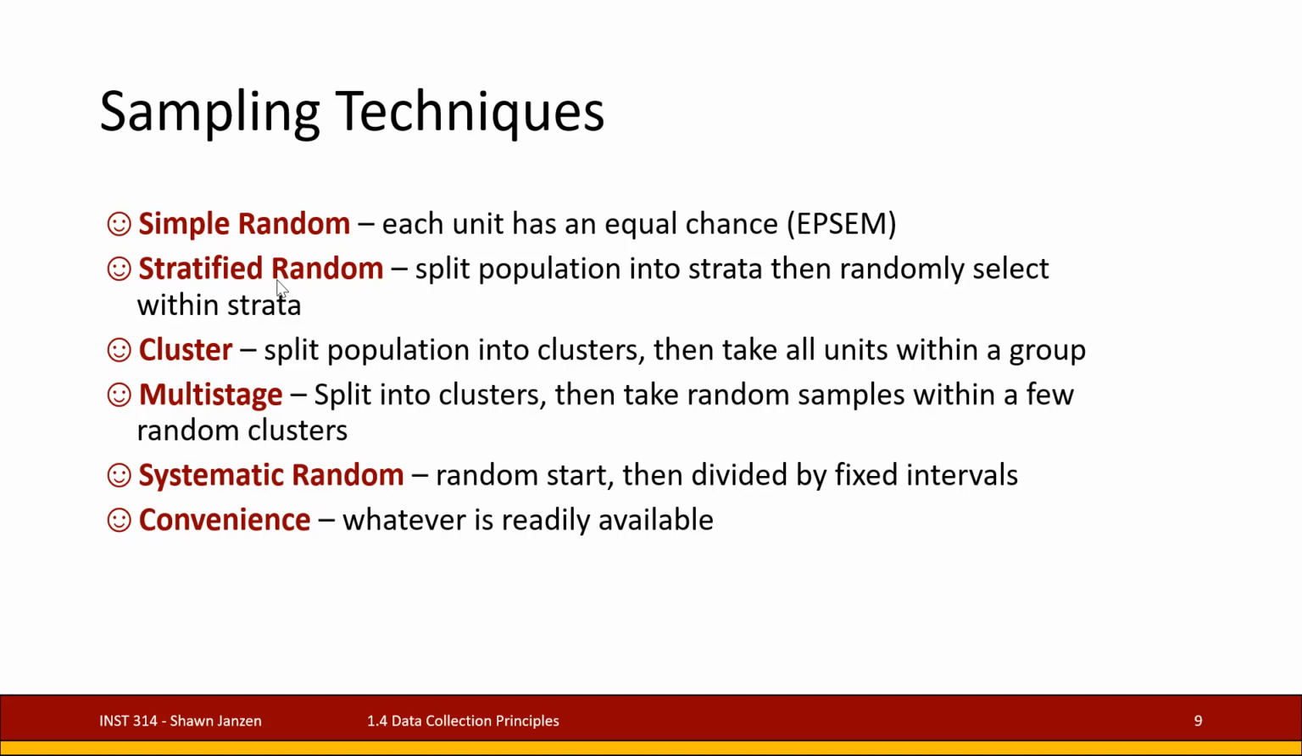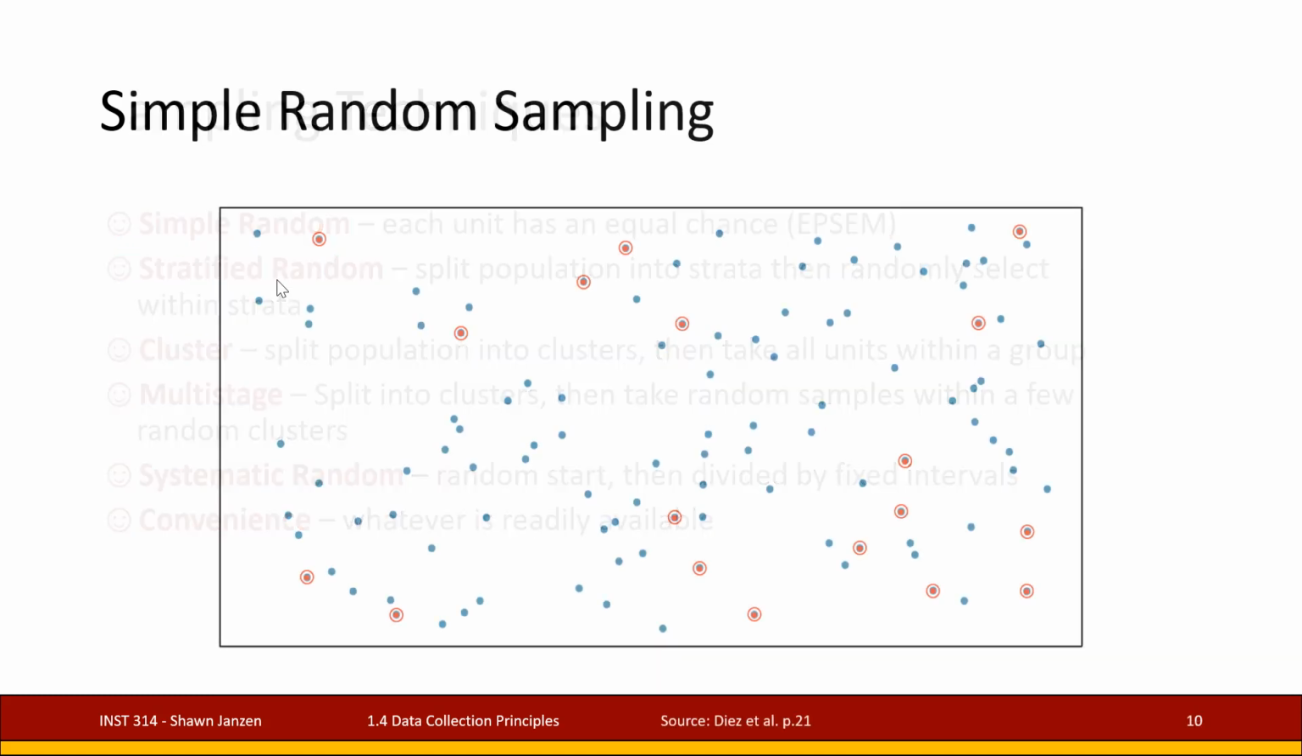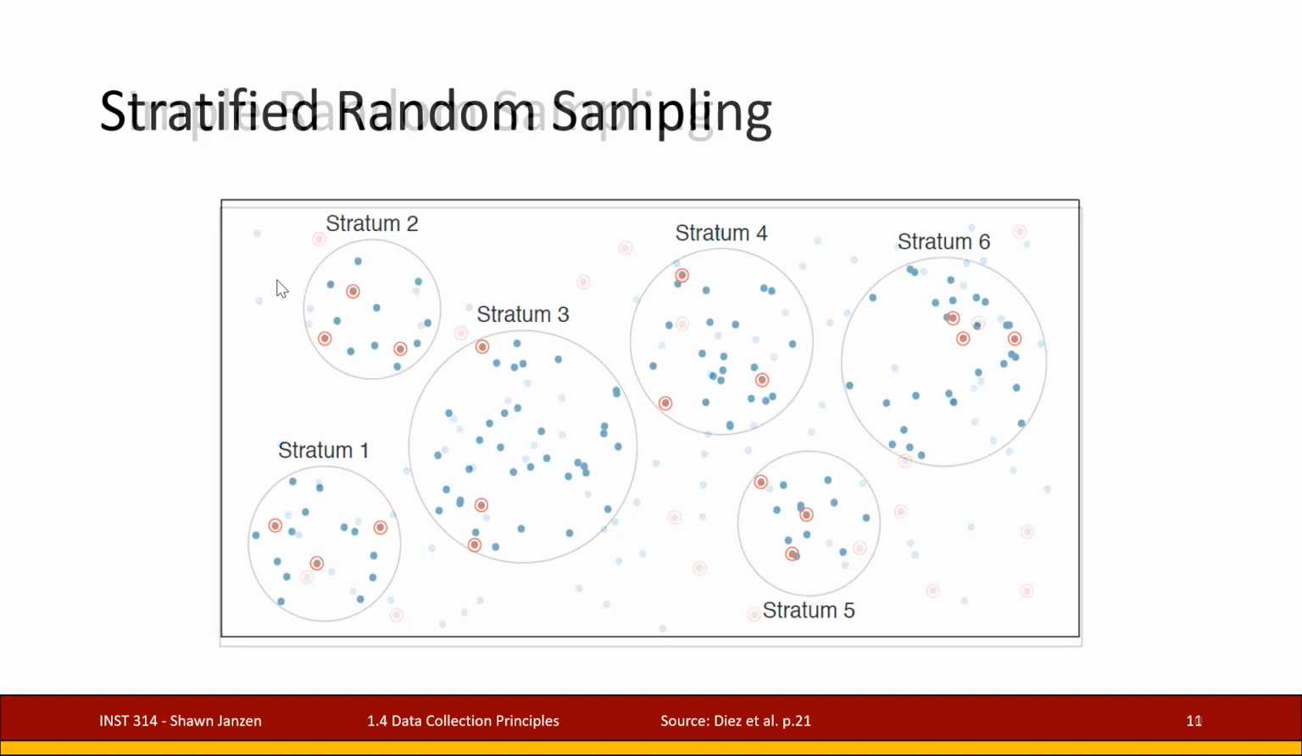But there are a few other sampling techniques that we're going to talk about here: stratified random, cluster, multistage, systematic random, and convenience. Let's look at each of them in turn. We already mentioned simple random sampling, and here's a graphical representation of it, where we have the universe of observations as the blue dots. That's our population. And then those that were sampled, that had an equal chance and were chosen randomly, are the ones dotted red with circles around them.